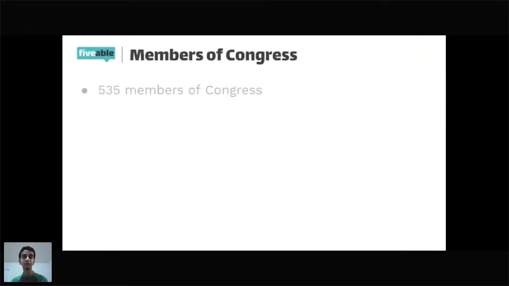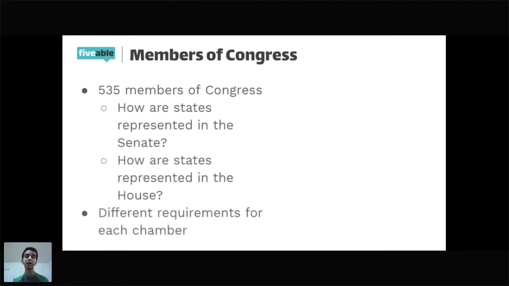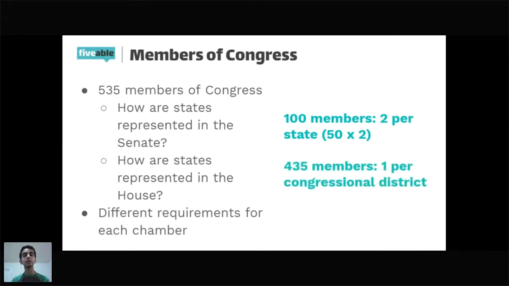So members of Congress. In total, there are 535 members of Congress. Like we said before, states are represented equally in the Senate and by population in the House. There are different requirements for being a senator or a representative, so we'll go through these on the next slide. There's a total of 100 members in the Senate, so that's the 50 states times 2. And then there are 435 members in the House of Representatives, so there's 1 per congressional district.